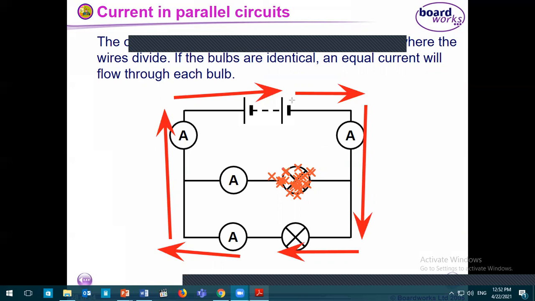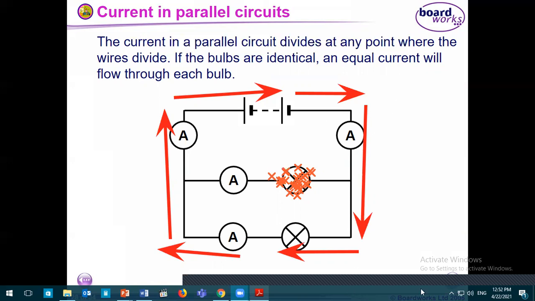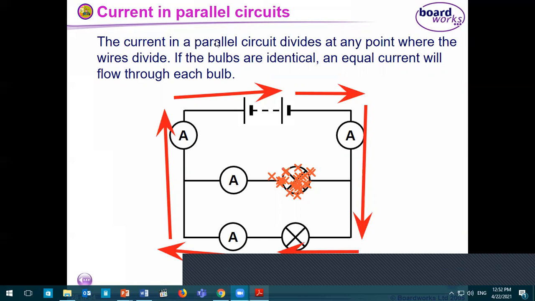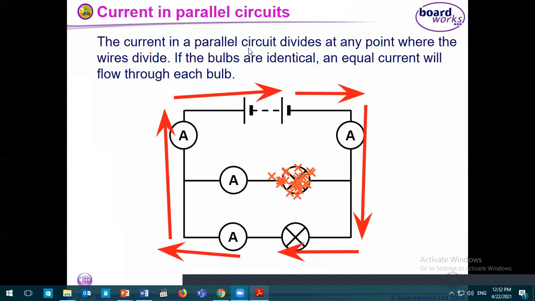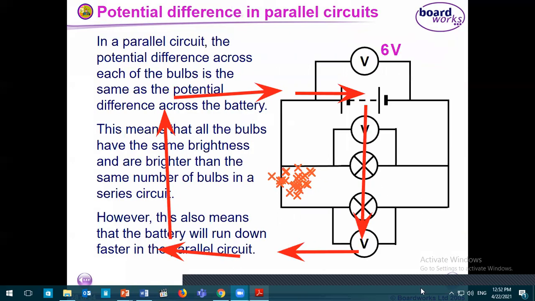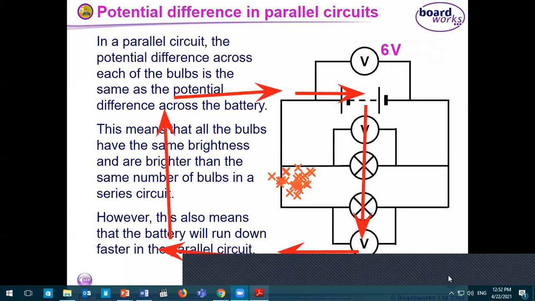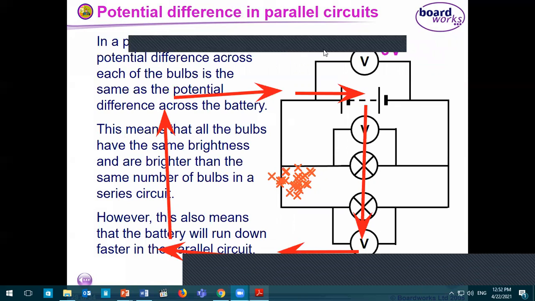This is the same circuit we're using in homes. This is called a parallel circuit. Can you see the word parallel up there? Yes, so this one is the one used in homes. What is the difference between the series circuit and the parallel circuit? It's that the series circuit has only one path.